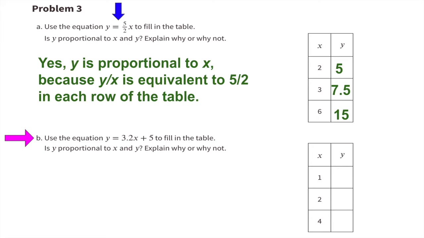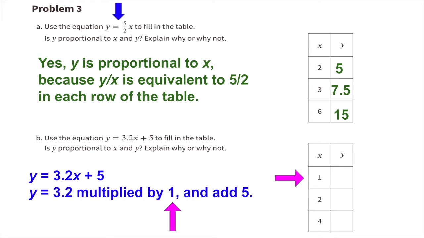B. Use the equation y equals 3 2/10 times x plus 5 to fill in the table. Is y proportional to x? Explain why or why not. It says here y equals 3 2/10 times x plus 5. Y equals 3.2 multiplied by 1 and add 5. 3 2/10 multiplied by 1 is 3 2/10. Now all we have to do is add 5.